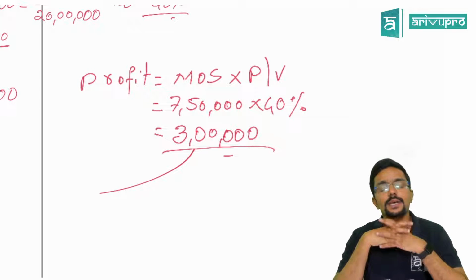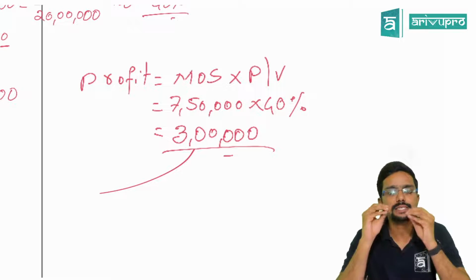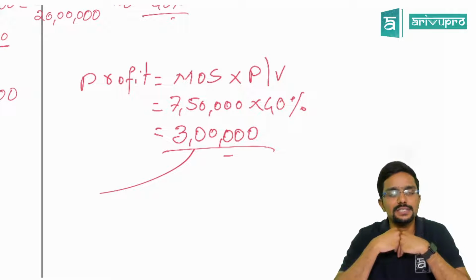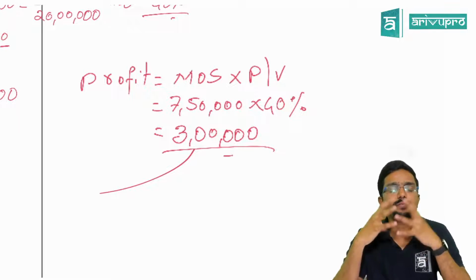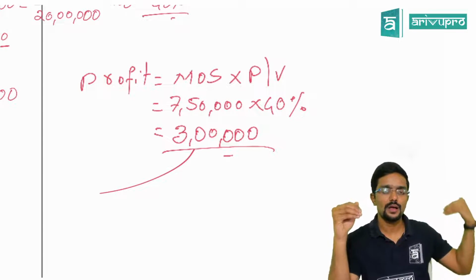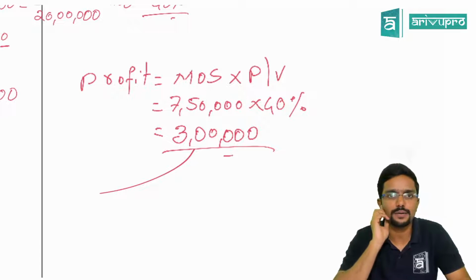Yes, sir. See, MOS means what? Additional sales. That is the sales in addition to or over and above our break-even sales. Okay. So what is my additional sales? 7,50,000. Once I have reached my break-even point, how much additional sales I have made? 7,50,000. And from this 7,50,000, I will be earning the profit.